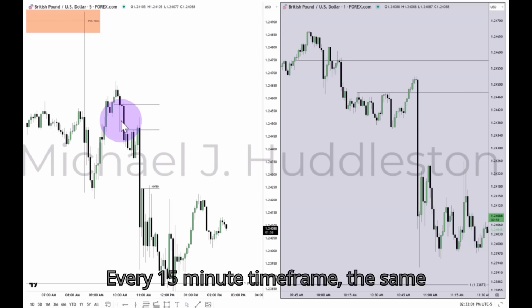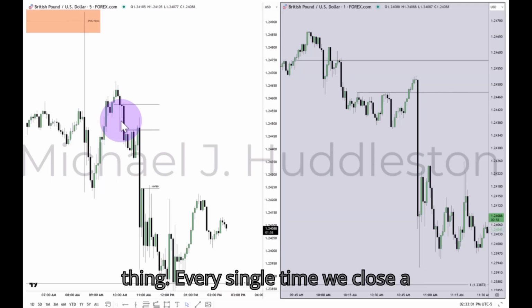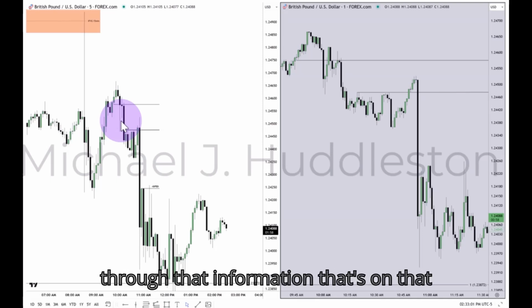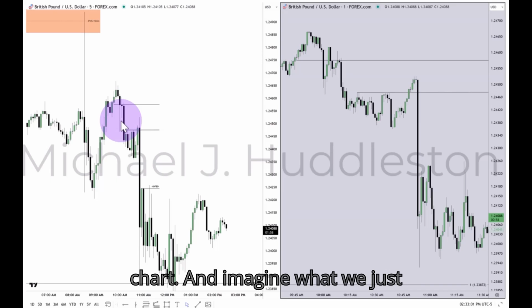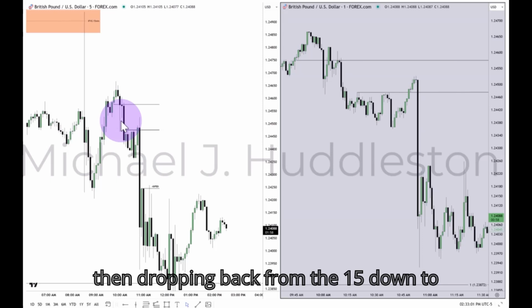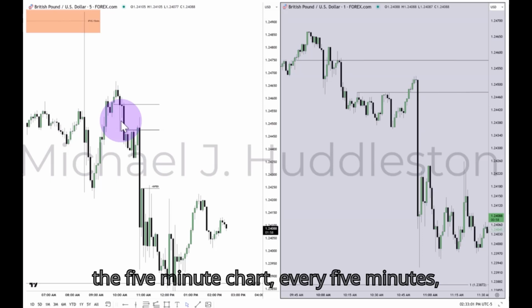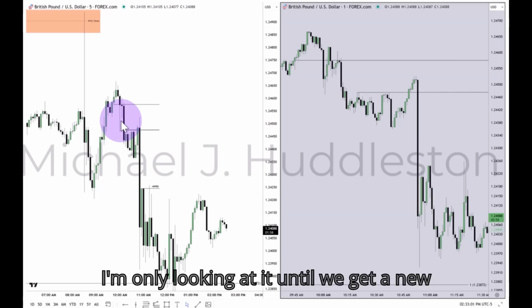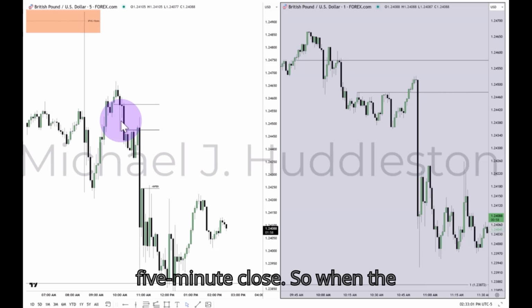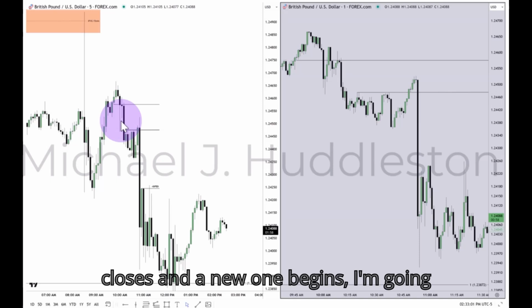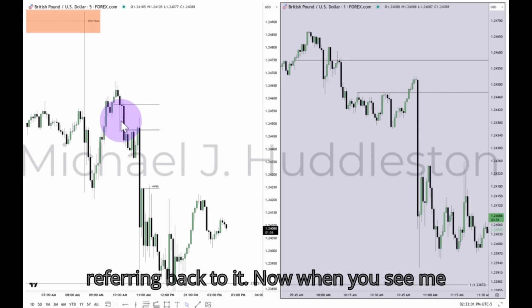Every 15-minute time frame, the same thing. Every single time we close a 15-minute interval, I'm going back to the 15-minute time frame and I'm cycling through that information that's on that chart. And imagine what we just did showed the 15-minute time frame and then dropping back from the 15 down to the 5-minute chart. Every 5 minutes, I'm going back to the 5-minute chart. I'm only looking at it until we get a new 5-minute close. So when a candlestick on the 5-minute time frame closes and a new one begins, I'm going back to that 5-minute chart and referring back to it.